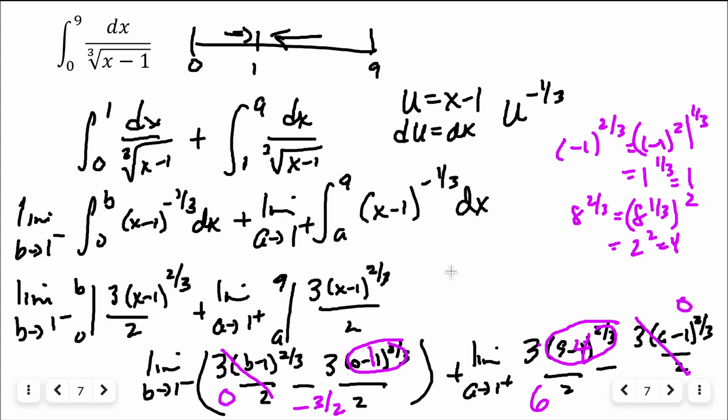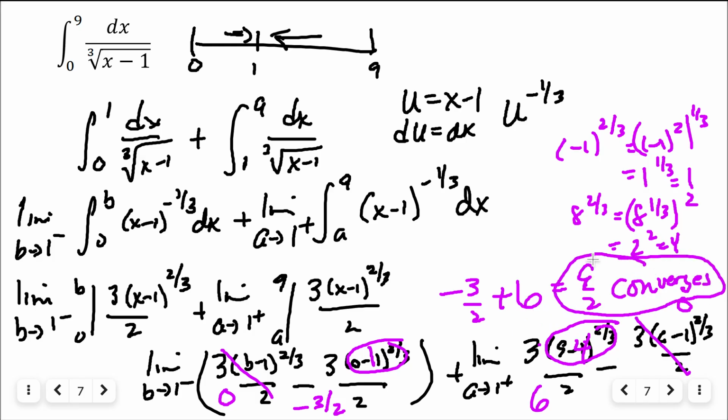So I get negative 3 over 2 plus 6, which is 9 over 2, right? 12 minus 3, 9 over 2. So this converges to the value of 9 over 2. It means the area that's underneath this curve is 9/2 between 0 and 9. Okay? And that's it. All right?